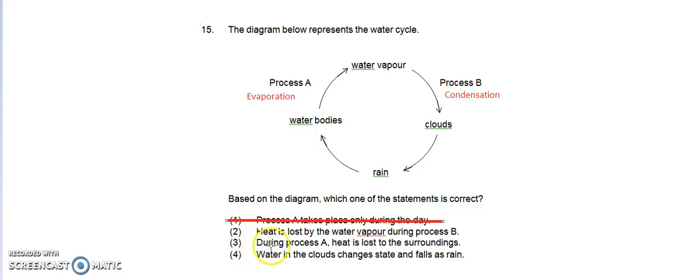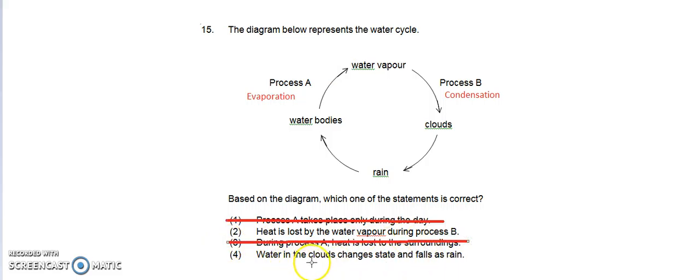Looking at option 3, during process A, heat is lost to the surrounding, which is not true. During process A, heat is actually gained from the surrounding before evaporation can take place. So option 3 is out.